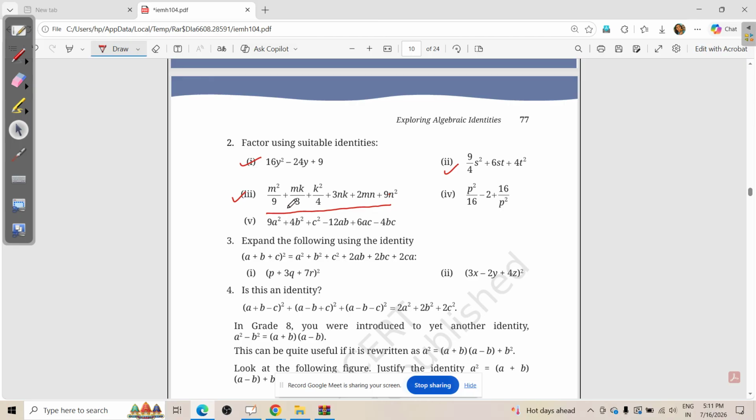Yes, very good. We need to reduce it in the form of (a plus b plus c) whole square, right? So let's find this.